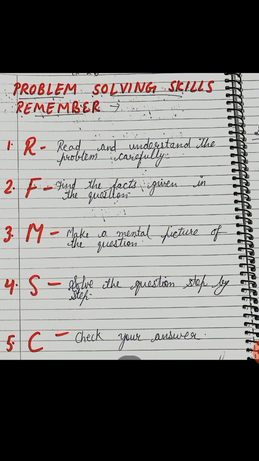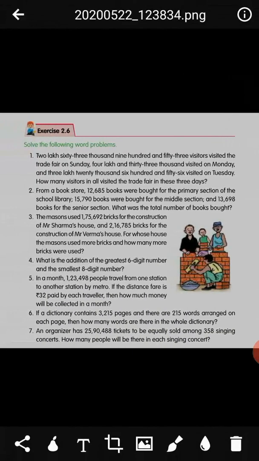The fourth step is solve the question step by step. You cannot be in a hurry. You need to solve the question step by step. Last but not the least, at last you have to check your answer so that you will find that the question which you have solved is correct. So without delaying, let's start with the word problems of exercise 2.6.